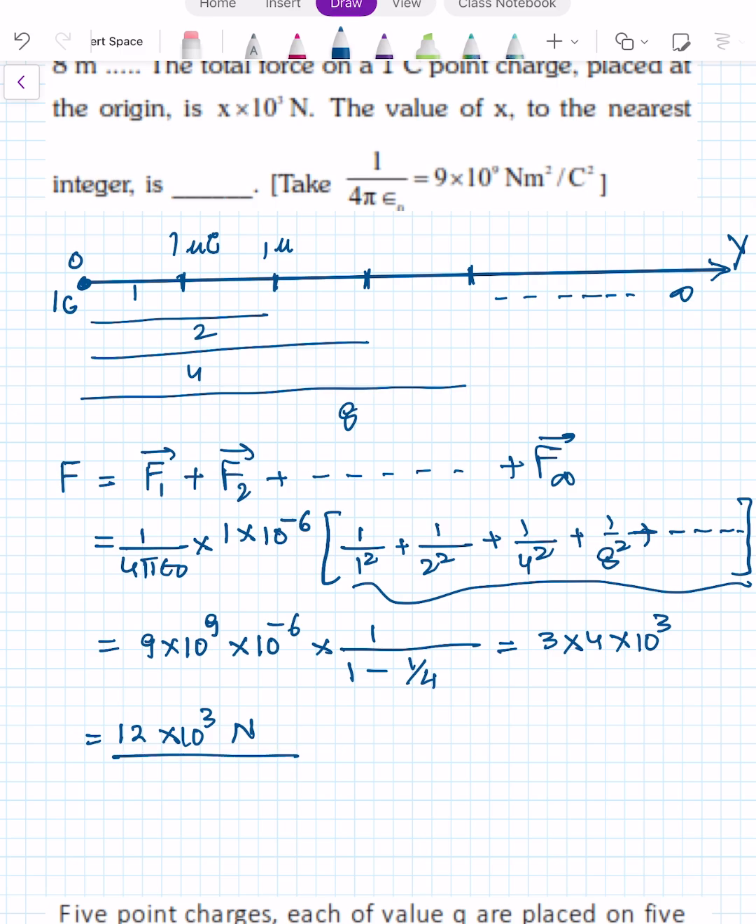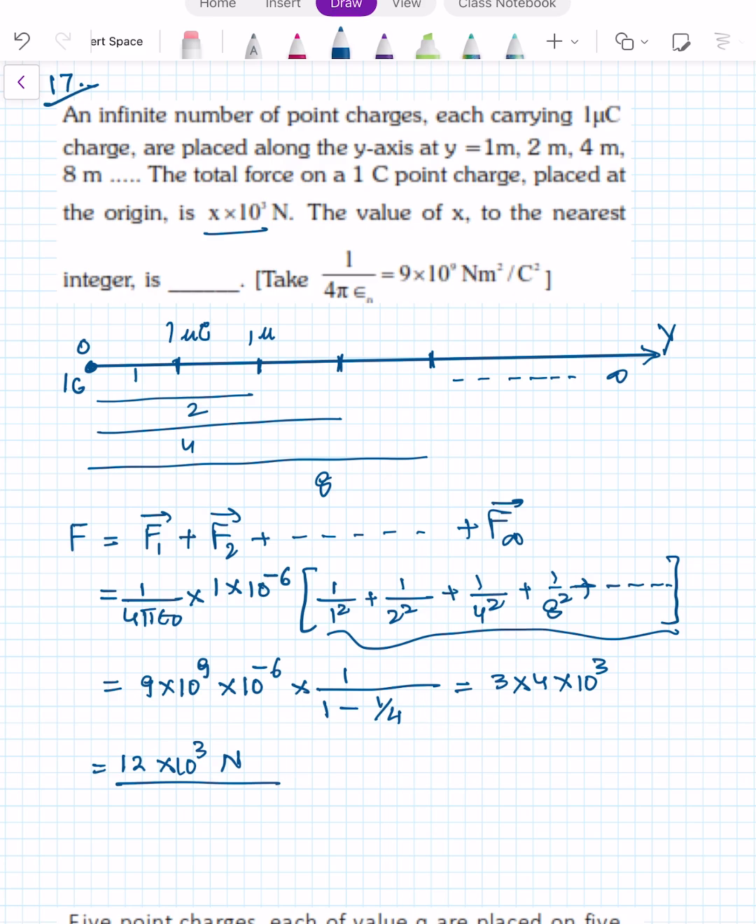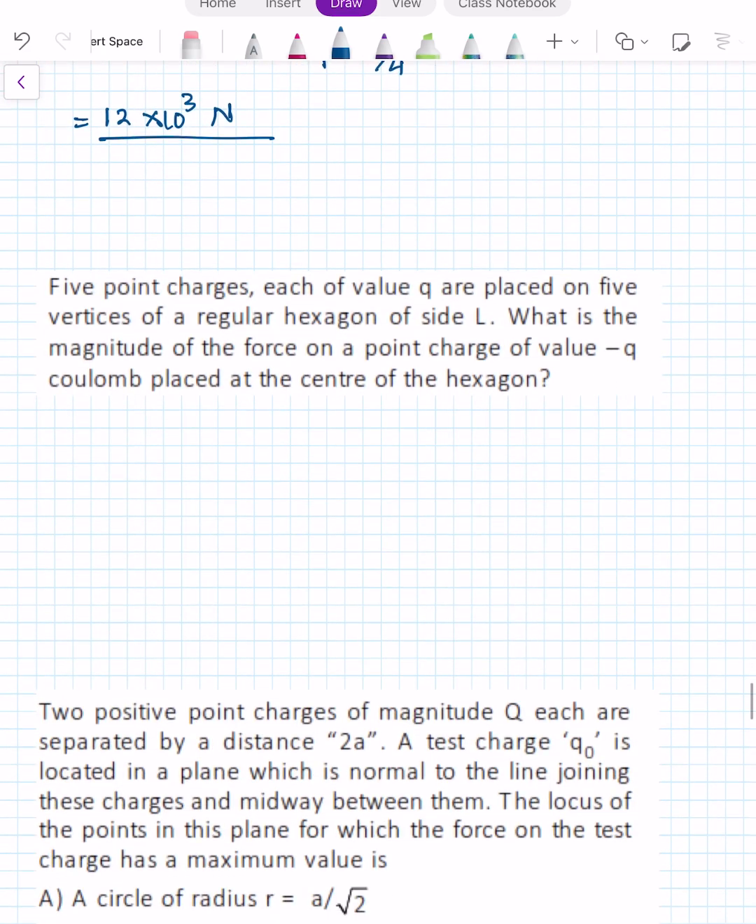They are saying this as x into 10 to the power 3 newton. So the value of x they were asking will become 12. 12 will be your answer. Right? Now take the next question.